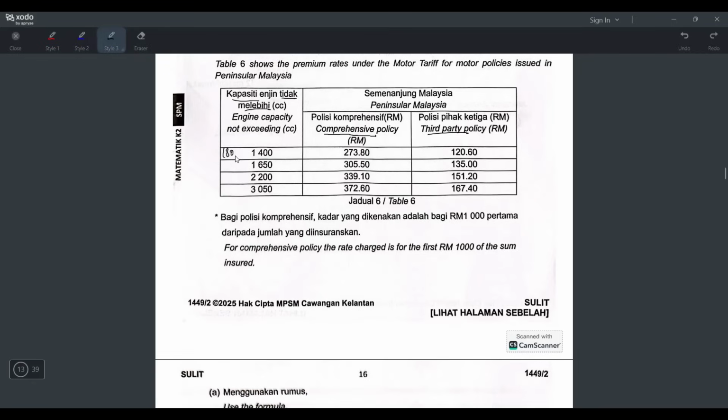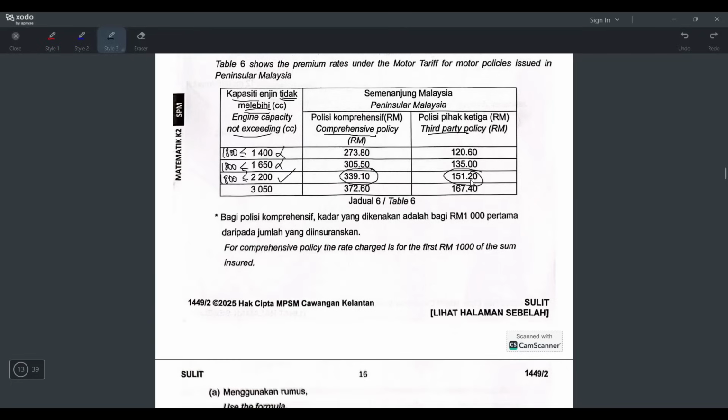1,800. Not exceeding 1,000. This is wrong, right? Because 1,800 sudah melebihi ini. Okay. And then 1,800. This one also no, because sudah 1,800 sudah melebihi. You kena choose yang tak melebihi. Not exceed. So 1,800, as you can see, does not exceed 2,200. So this is the one. This is the one yang you kena tengok. This is the comprehensive value.